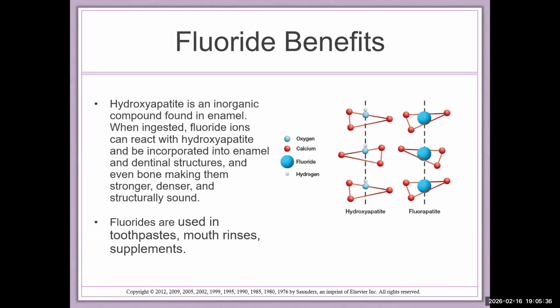That's a compound, inorganic, and it's normally found in enamel. But when you ingest it, the fluoride ions react with it, and it basically goes into the enamel and the dentinal structures that are there. Okay. And then remember those tubules and everything. And even bone, it even incorporates into bone, making them stronger, denser, and more sound. But fluorides are used in toothpastes, mouth rinses, supplements.